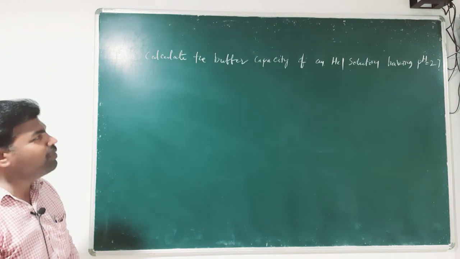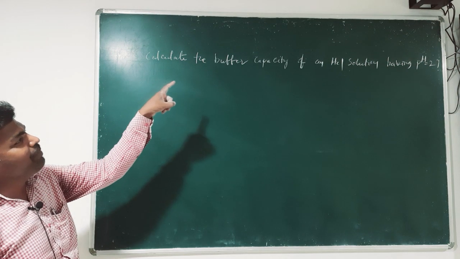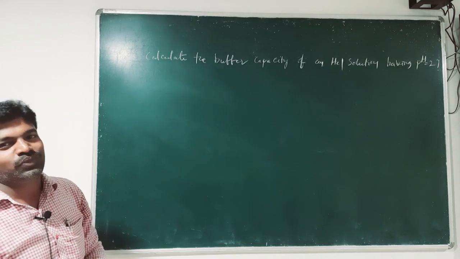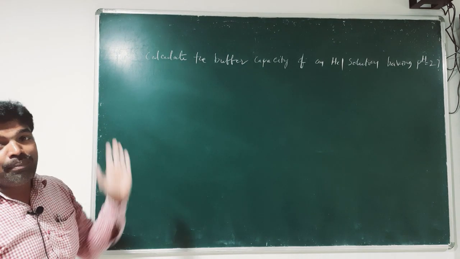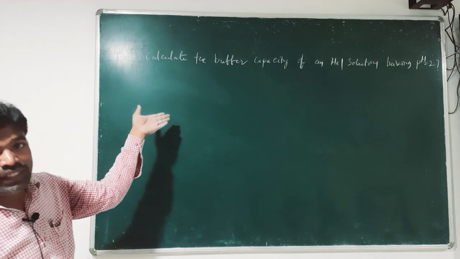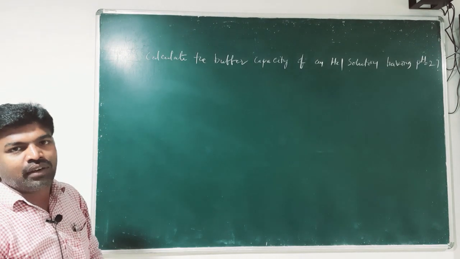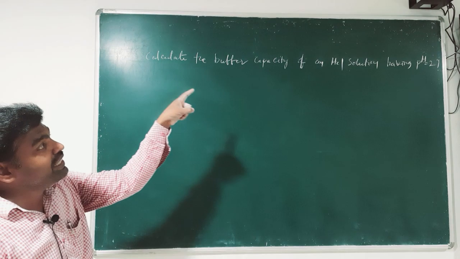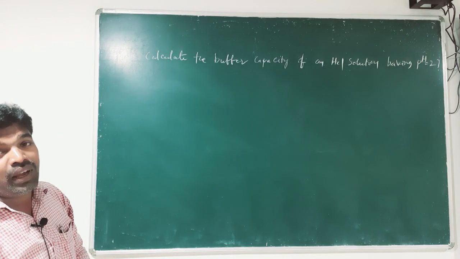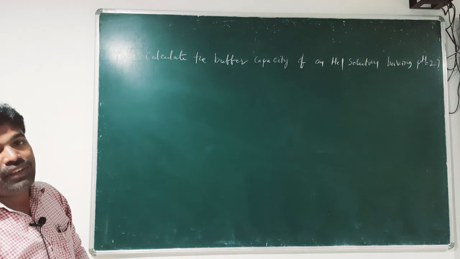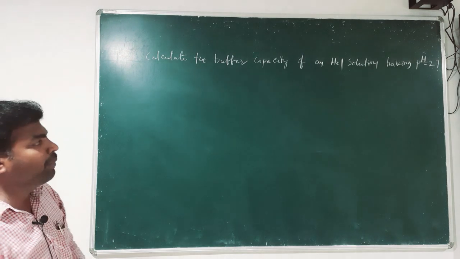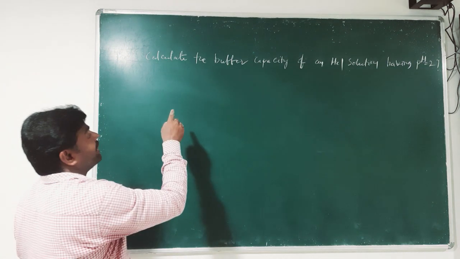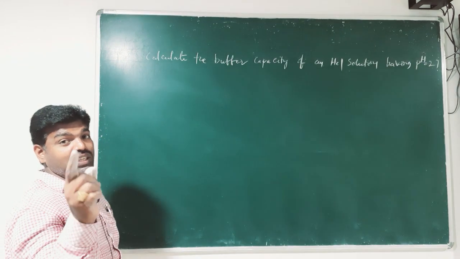Okay, and problem 8 is: calculate the buffer capacity of an HCl solution having pH 2. This is a problem based on the formula that I gave in the previous 2 minutes. So for solving this problem, I already gave the formula. That formula is buffer capacity.